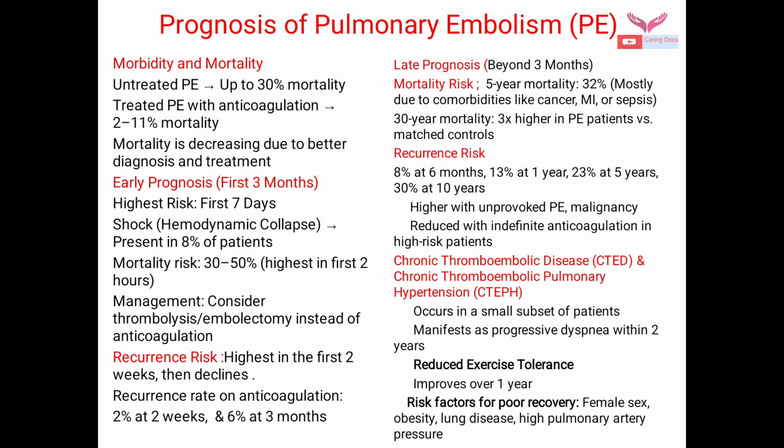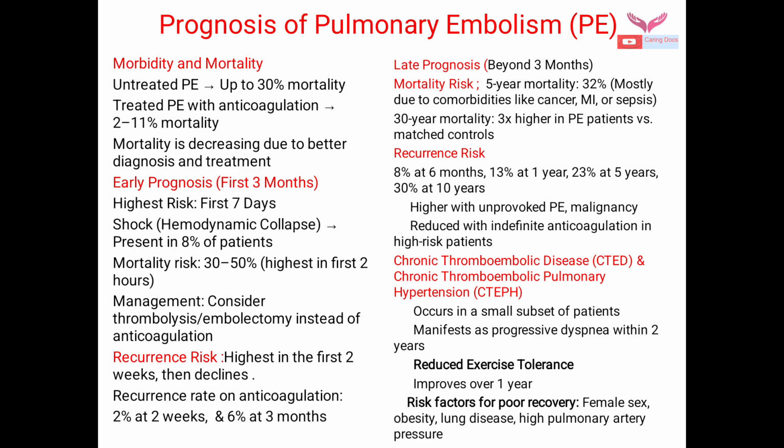Patient with shock presents in 8% of the patients. Mortality risk is 30 to 50%, highest in first 2 hours. The management is always considered thrombolysis or embolectomy instead of anticoagulation. Patient with recurrence risk is highest in first 2 weeks, then it declines. Recurrence rate on anticoagulation, it is 2% at 2 weeks and 6% at 3 months.